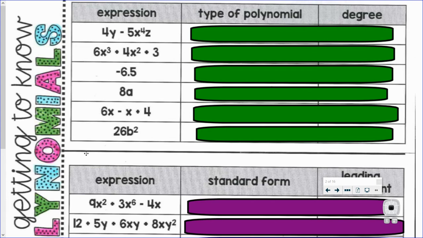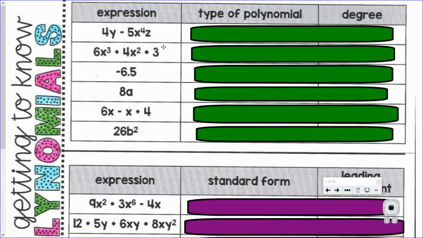All right, so here's what I want to know. In this first chart, my goal is to name the type of polynomial. My choice is monomial, binomial, trinomial. Those are my 3 choices. When it gets above 3, we just call it a polynomial. And if it's not a polynomial at all, we would say it's not one. It's a none. And then I want to know the polynomial's degree.